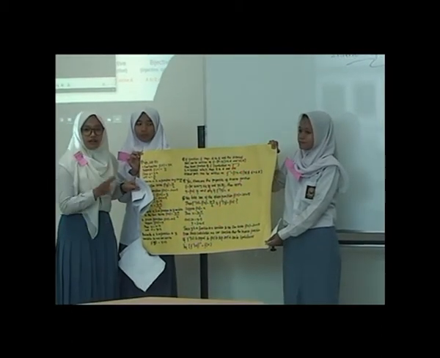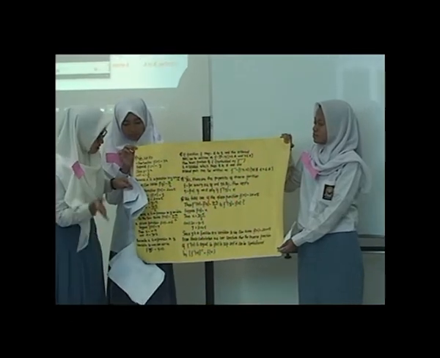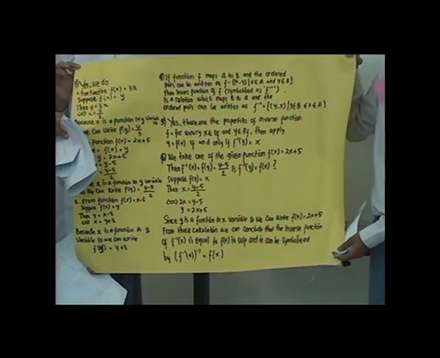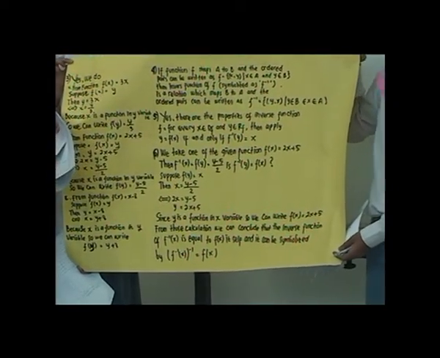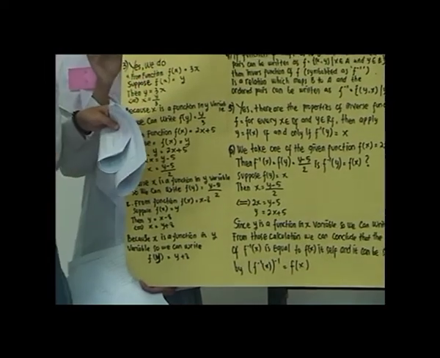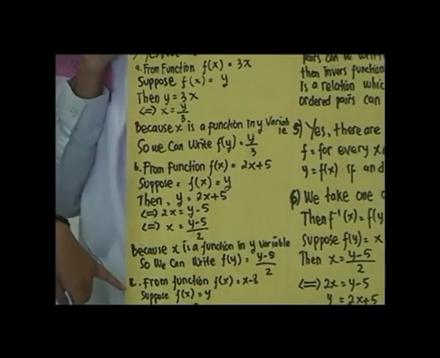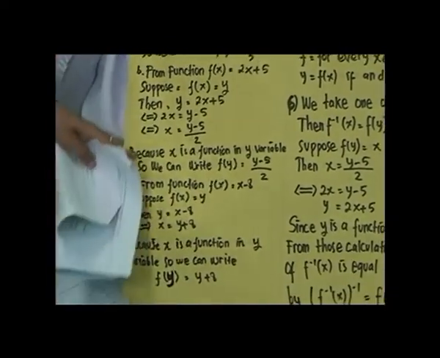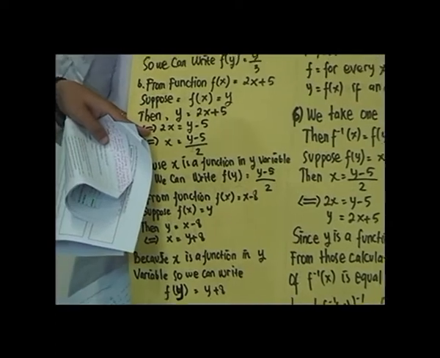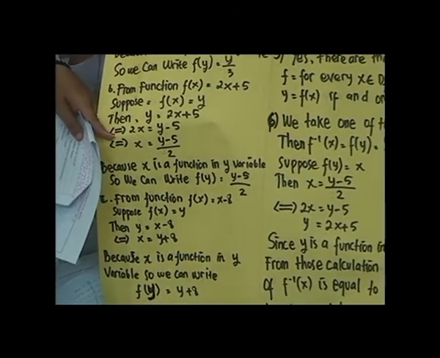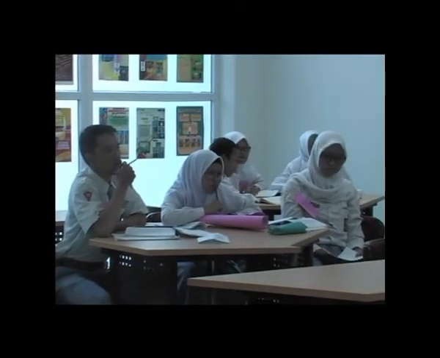Because x is a function in the y variable, we can write f(y) equals y over 3. In the same way, we get x equals (y minus 5) over 2 for the second function, and then x equals y plus 4 for the third function.